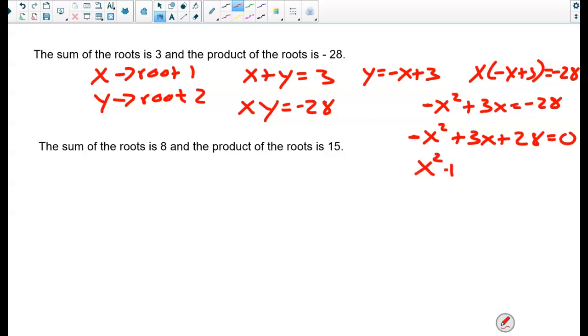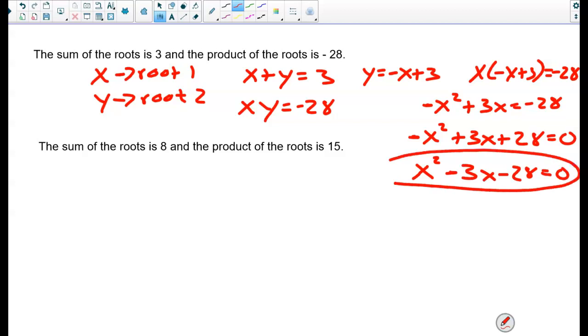When I'm done with my problem, my x squared should always be positive. And that right there is my answer. If I were to factor that, it would be x minus 7, x plus 4.